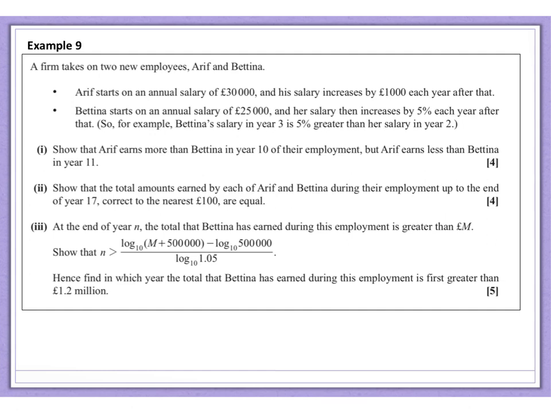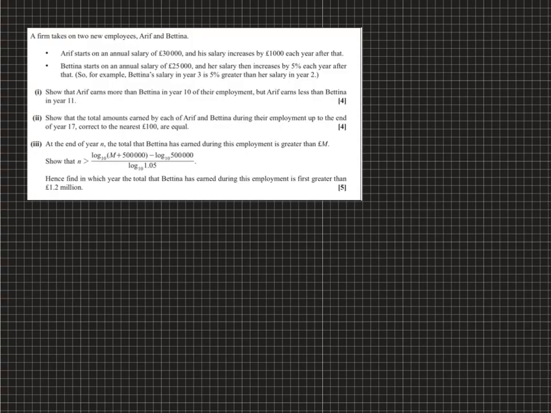Example 9, again, another long question, so make sure you can see this very clearly on the PDF before you start working through it. Okay, so a firm takes on 2 new employees. Arif starts on an annual salary of £30,000 and his salary increases by £1,000 each year after that.